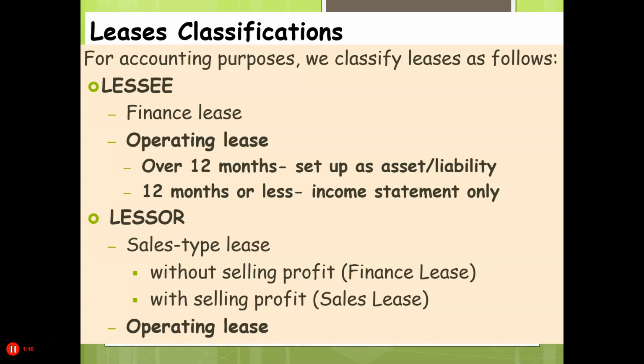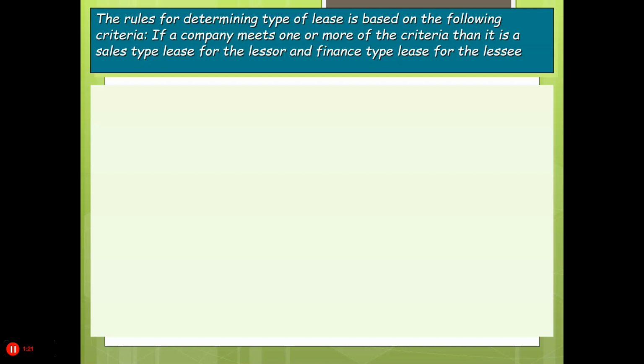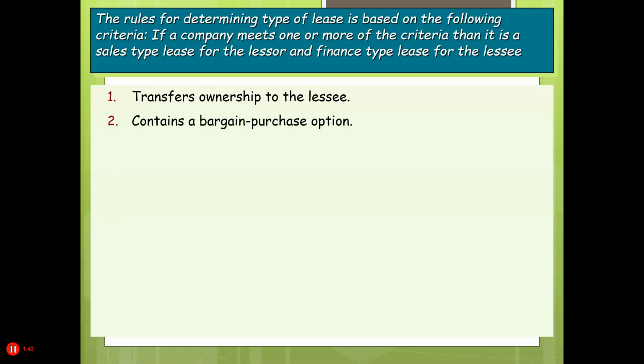Now, how do we figure out how to categorize these leases? Well, we have guidelines. The rules for determining the types of lease are based on the following criteria. If you meet one of them, then you have a sales-type lease for the lessor and a finance lease for the lessee. So here we go. If there is transfer of ownership to the lessee, or if it contains a bargain purchase option. That means at the end of the term, say the equipment is valued at $100,000, you can buy it for $10,000; that would be considered a bargain purchase, since that's less than the fair market value.